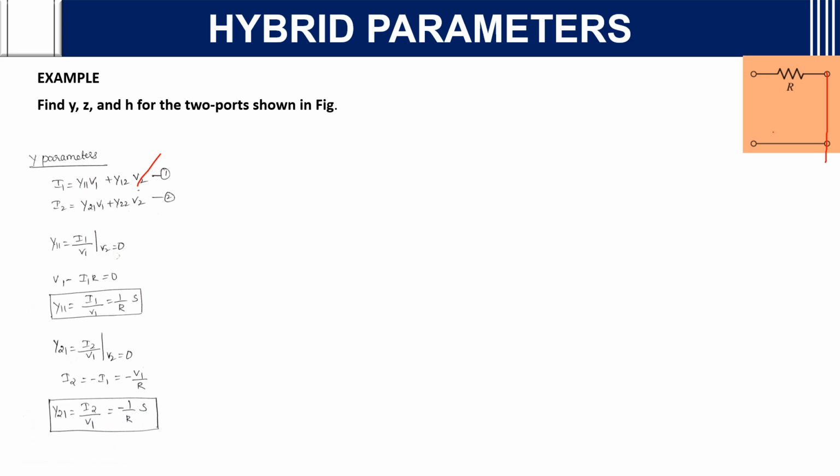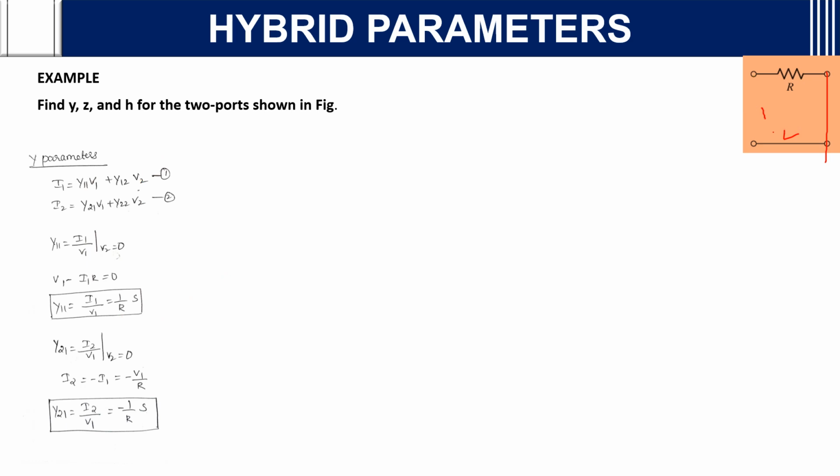You are going to short the V2 side, as V2 is equal to 0. Then if you see, this becomes V1. If I1 is the current flowing, then V1 minus I1 R is equal to 0. So Y11 is equal to I1 by V1, that is equal to 1 by R, is the initial Y11.